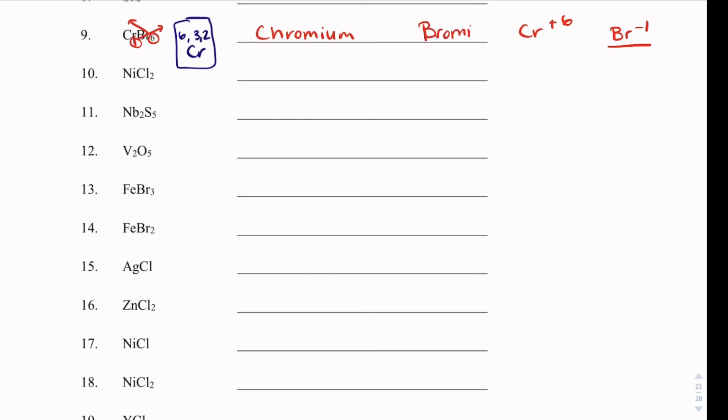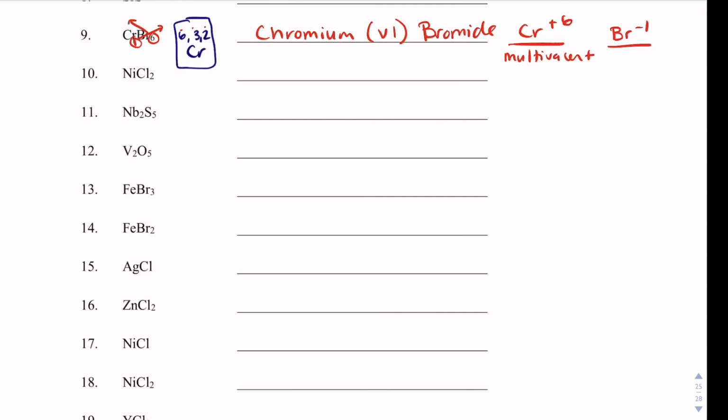bromide, but because chromium is multivalent, we must specify which one of these charges it was, and it was chromium 6, so we'll put 6 after chromium in parentheses, and then we would call this chromium 6 bromide.